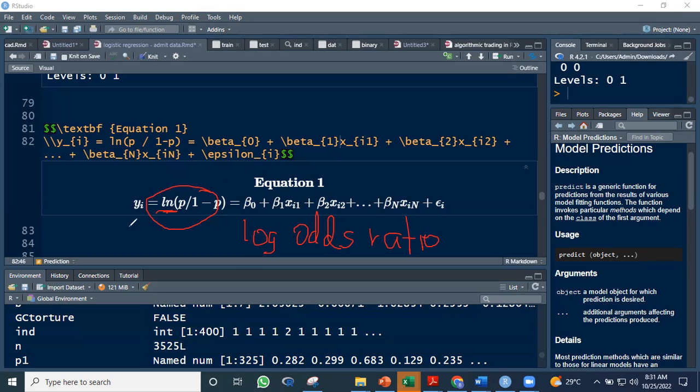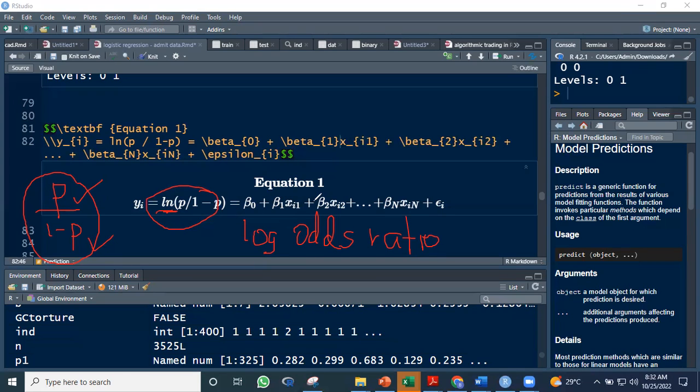P is the probability of being accepted, and 1 minus P is the probability of not being accepted. That is why it is called odds. What are the odds of being accepted? P, the probability that you will be accepted. Of course, 1 minus P is the probability that you will not be accepted.